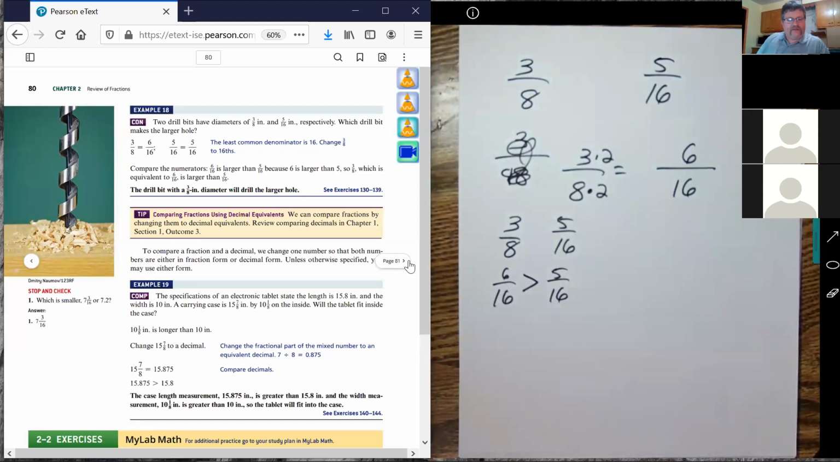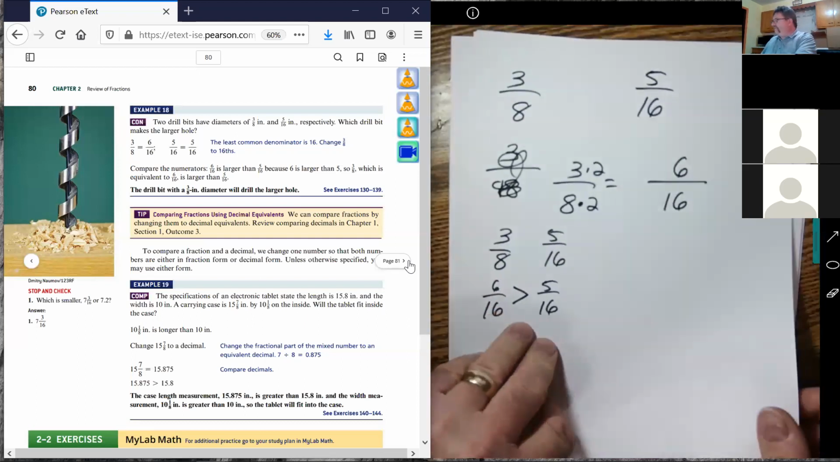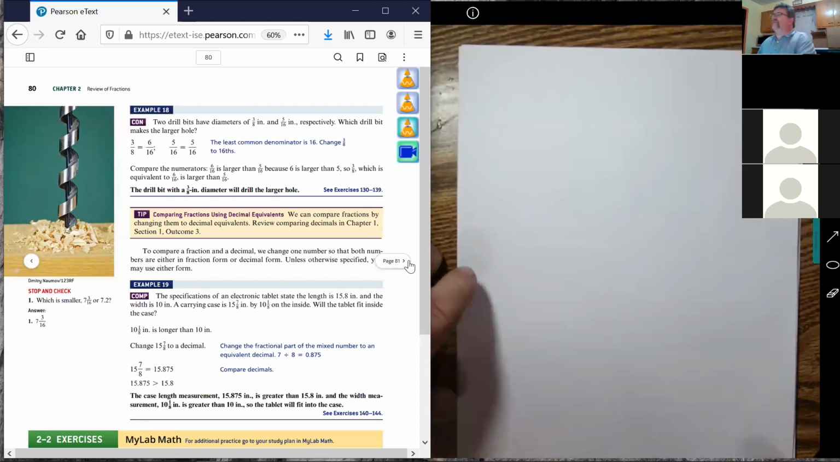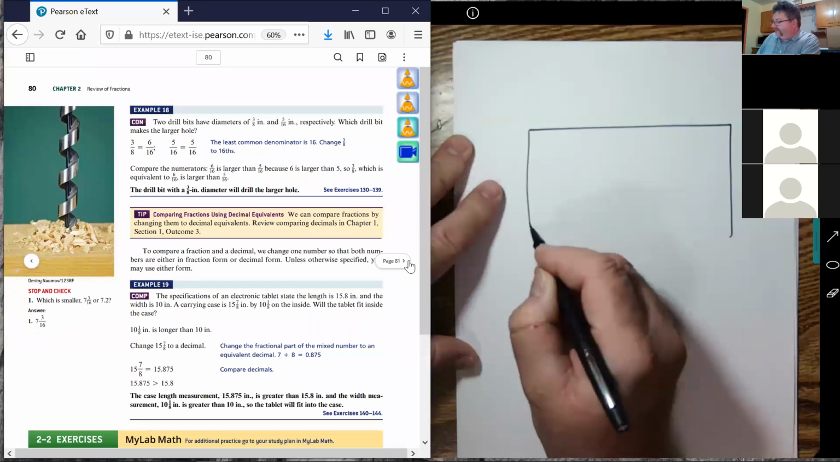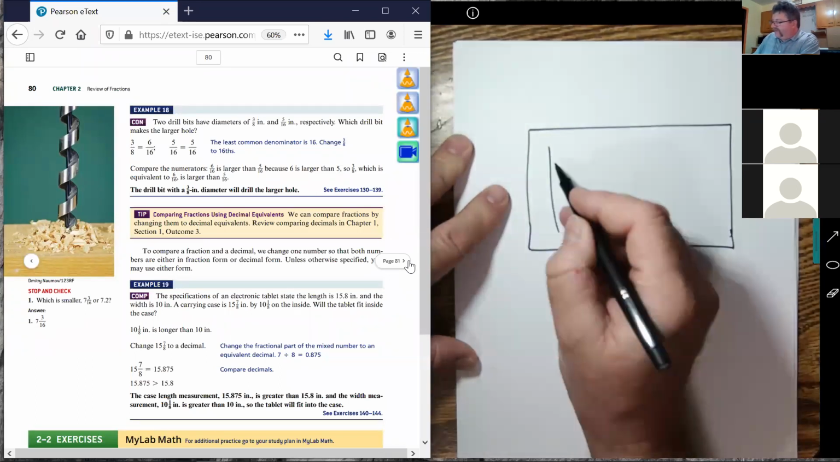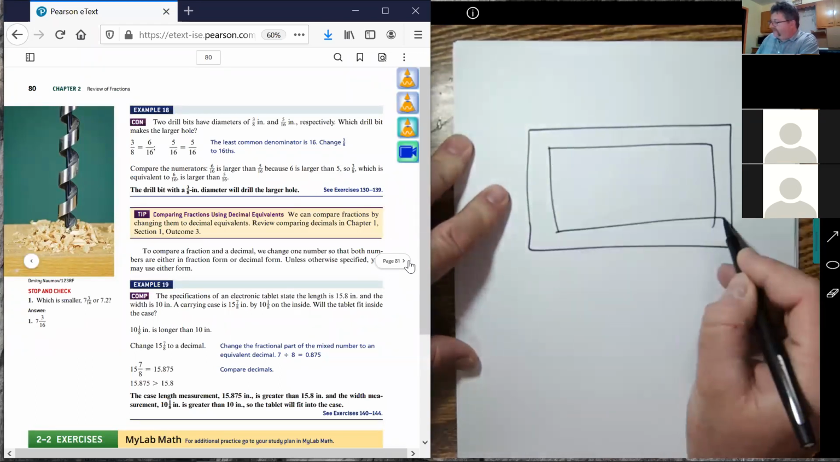All right. Last one. The specifications of an electronic tablet state that the length is 15.8 inches and the width is 10 inches. A carrying case is 15 7/8 inch by 10 1/8 inch. Will it fit inside? Okay. Here's one where decimals probably make a little more sense than fractions. It's always good to have a picture. I've got this case and I want to put my tablet inside the case, right? I want to see if it fits.